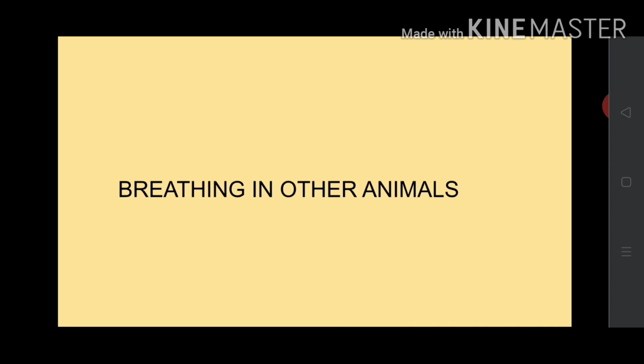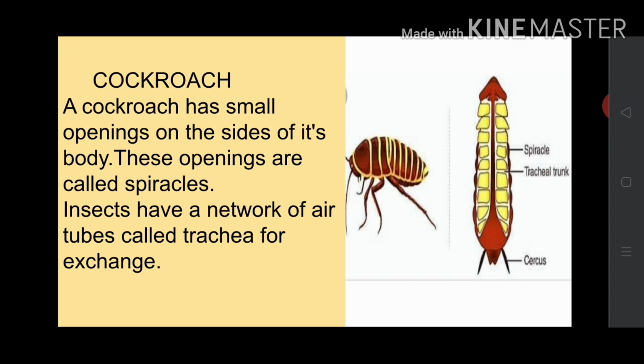Let us check out. Let us take cockroach as an example. A cockroach has small openings on the sides of its body. Other insects also have similar types of openings. These openings are called spiracles.